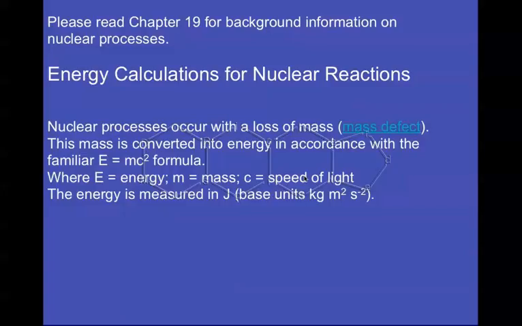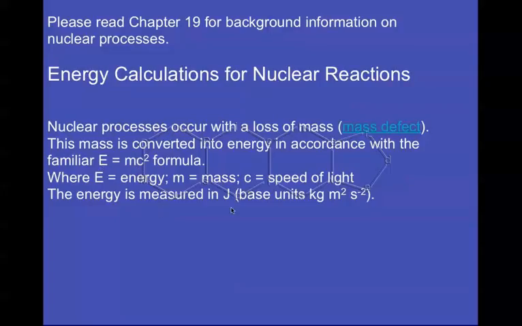We're going to talk about mass defect and energy calculations for nuclear reactions. First of all, a lot of nuclear reactions occur with a loss of mass, and this mass gets converted into energy. And we can measure that energy using the Einstein formula, E equals mc squared. M is the mass, or mass defect in this case. C is the speed of light, c squared is the speed of light squared, and E is energy.